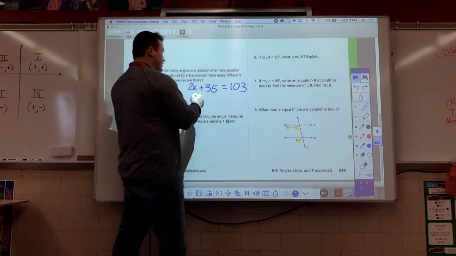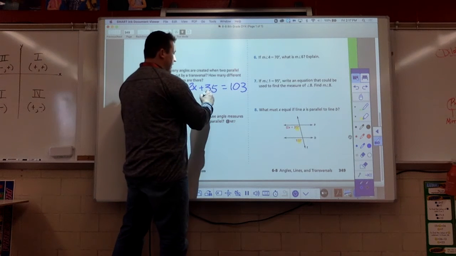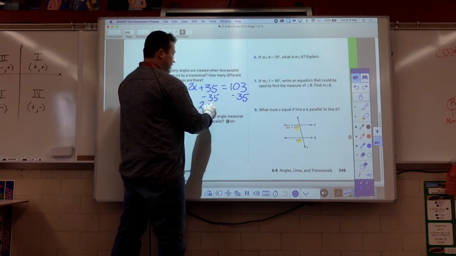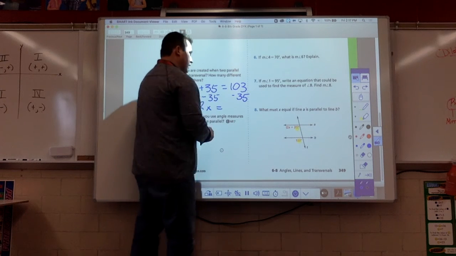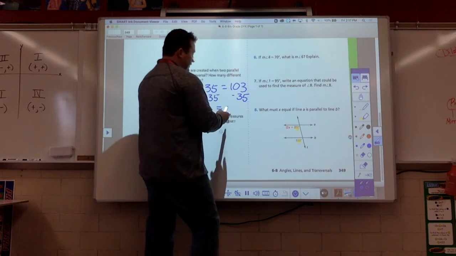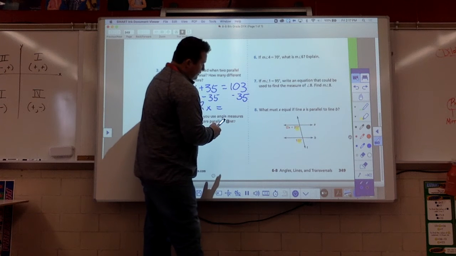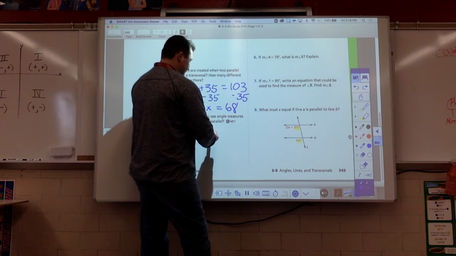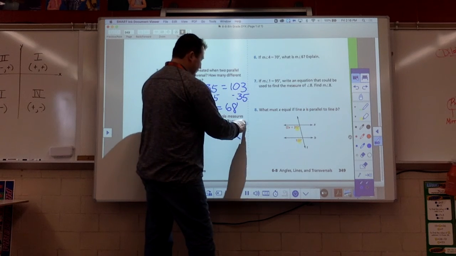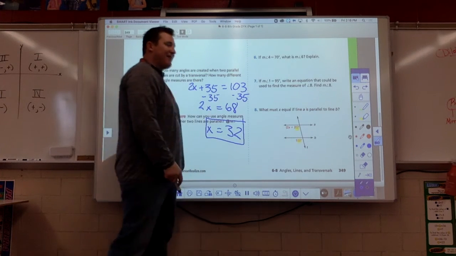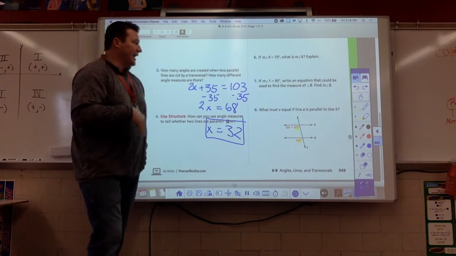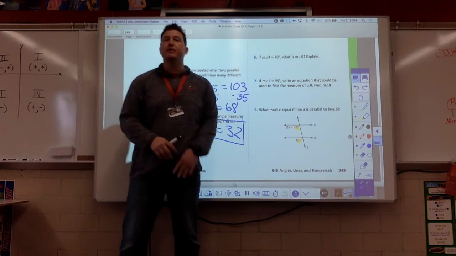So solve this equation for x. Subtract 35 from both sides. 2x equals, come on now, let's see. So we'll get rid of that, which means that's 32, so 68. Okay? X equals 32. Bam. There we go. All right? So that's the value that x has to be in order for these two lines to be parallel to each other.